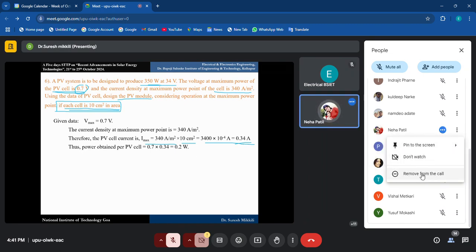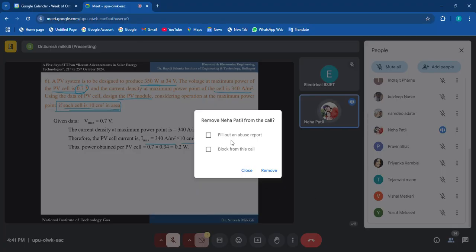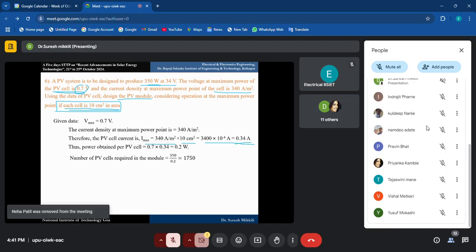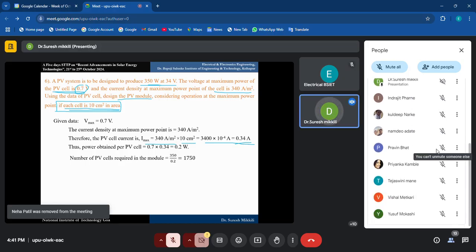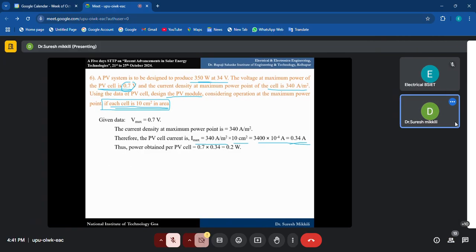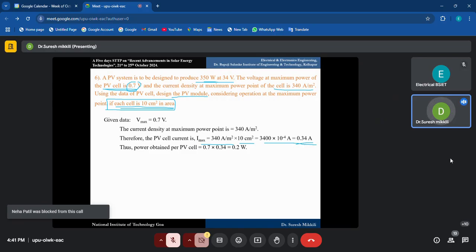Now I want the number of PV cells in the module. How many PV cells are required? If one cell is generating 0.2 watt, and I want 350 watts of power, how many cells are required? Number of cells or number of modules, how many required?